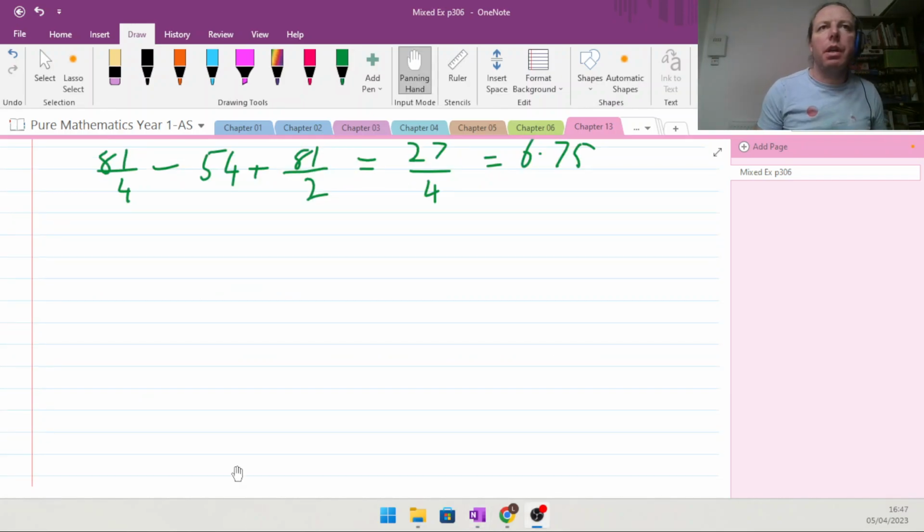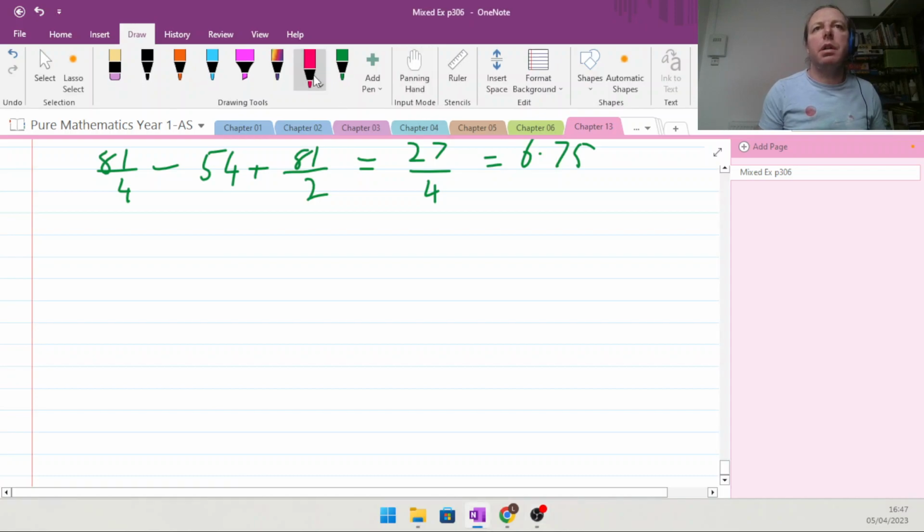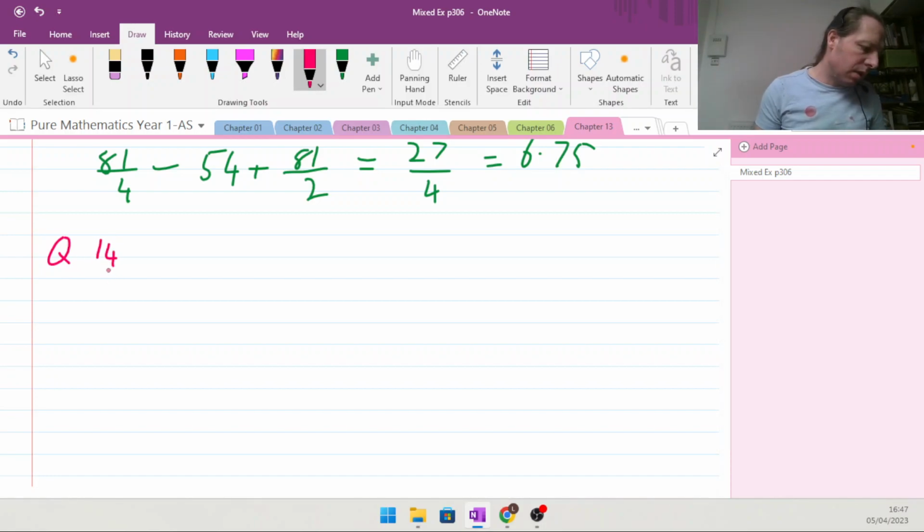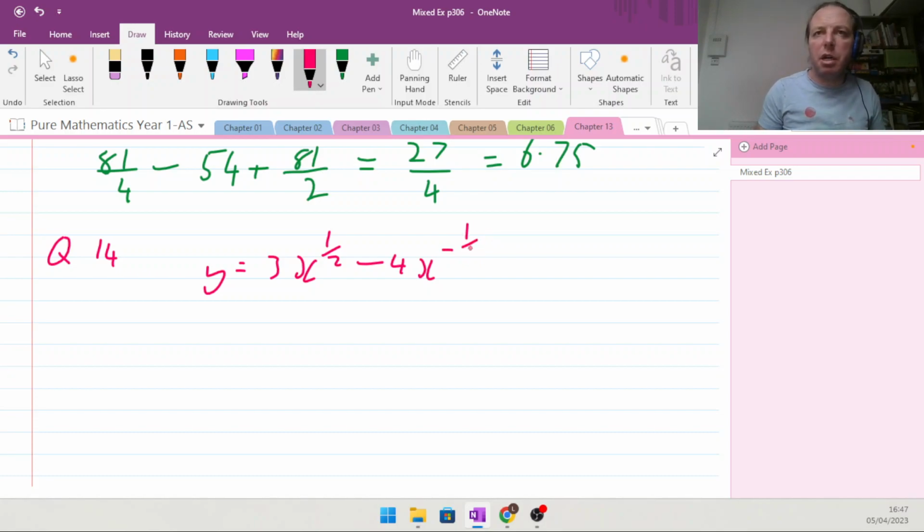All right then, let's have a little look at what this one is. Question 14. We are told that y is equal to 3x to the power of a half minus 4x to the power of minus a half, x is greater than 0. Find dy by dx.